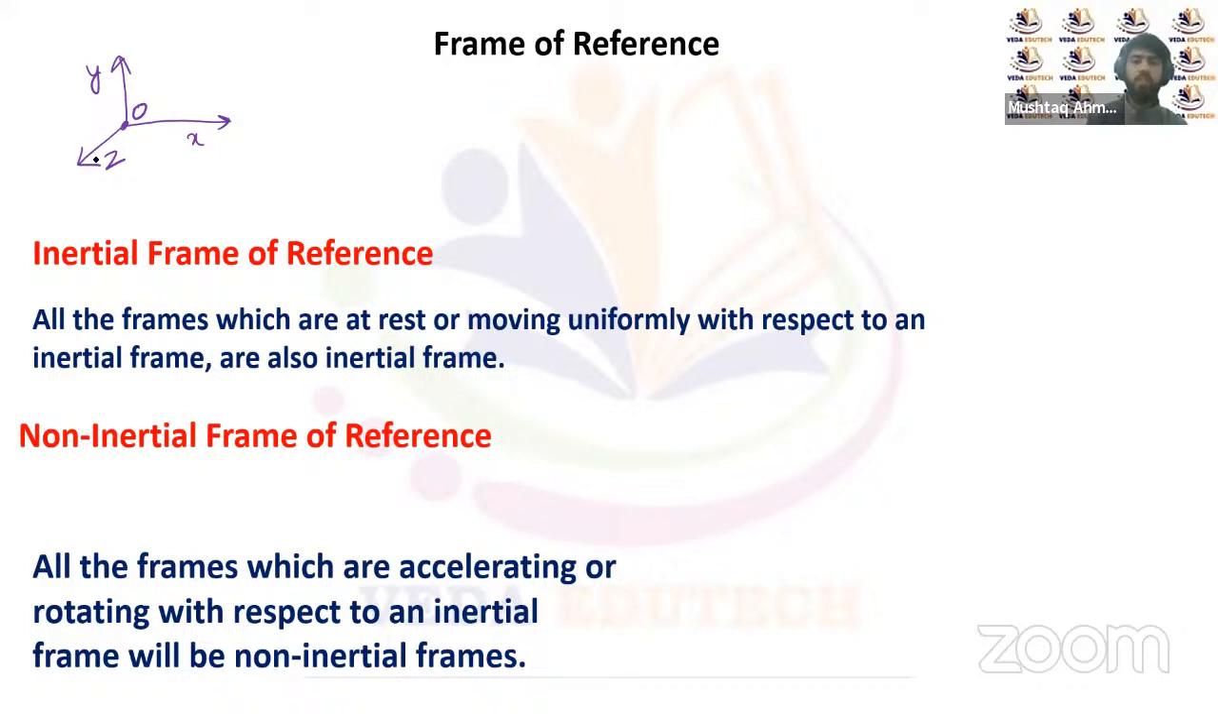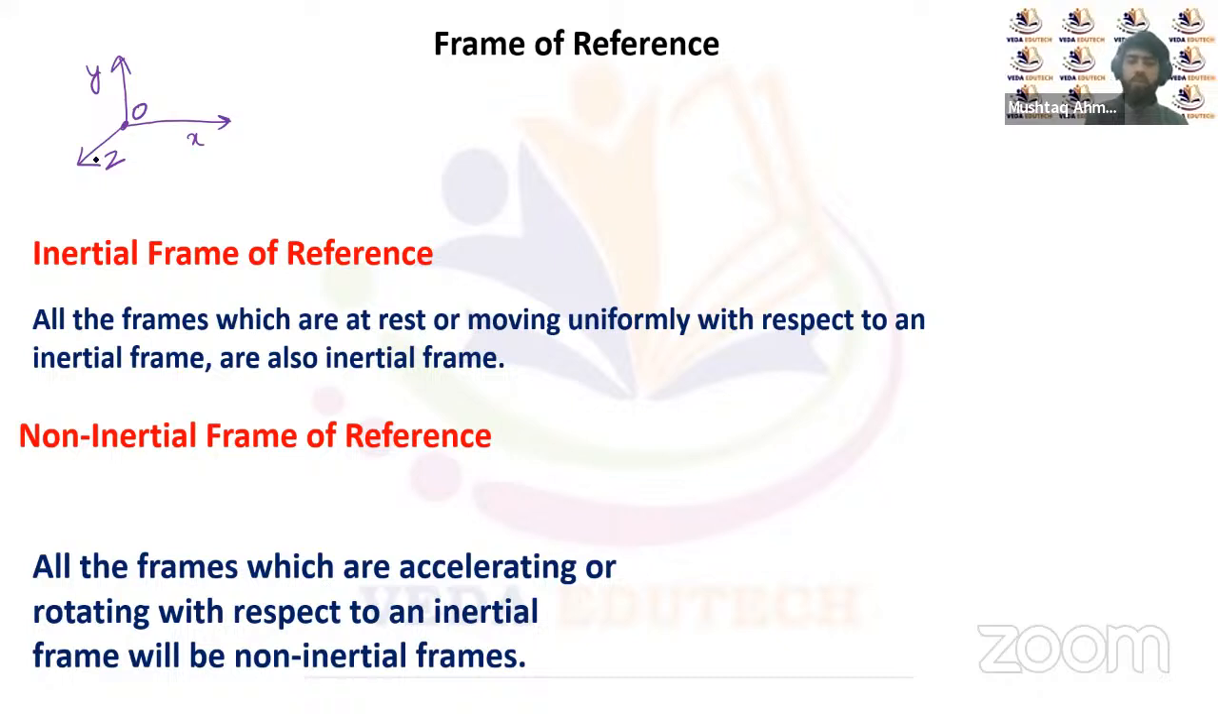Now this frame of reference is majorly of two types. It can be a movable frame of reference. It can move with a constant velocity, or it can be at rest, or it can move with an acceleration as well. So according to that, we have two frames of reference. One is the inertial frame of reference, another is the non-inertial frame of reference, right?